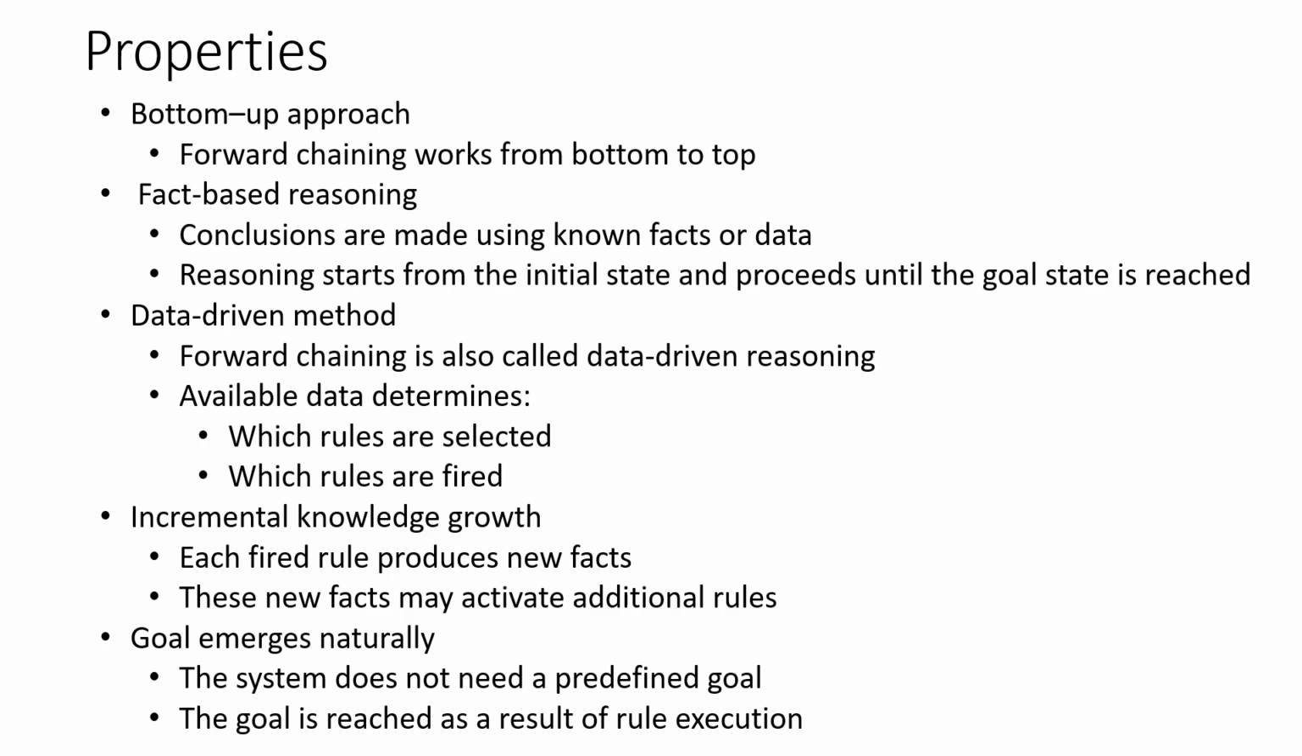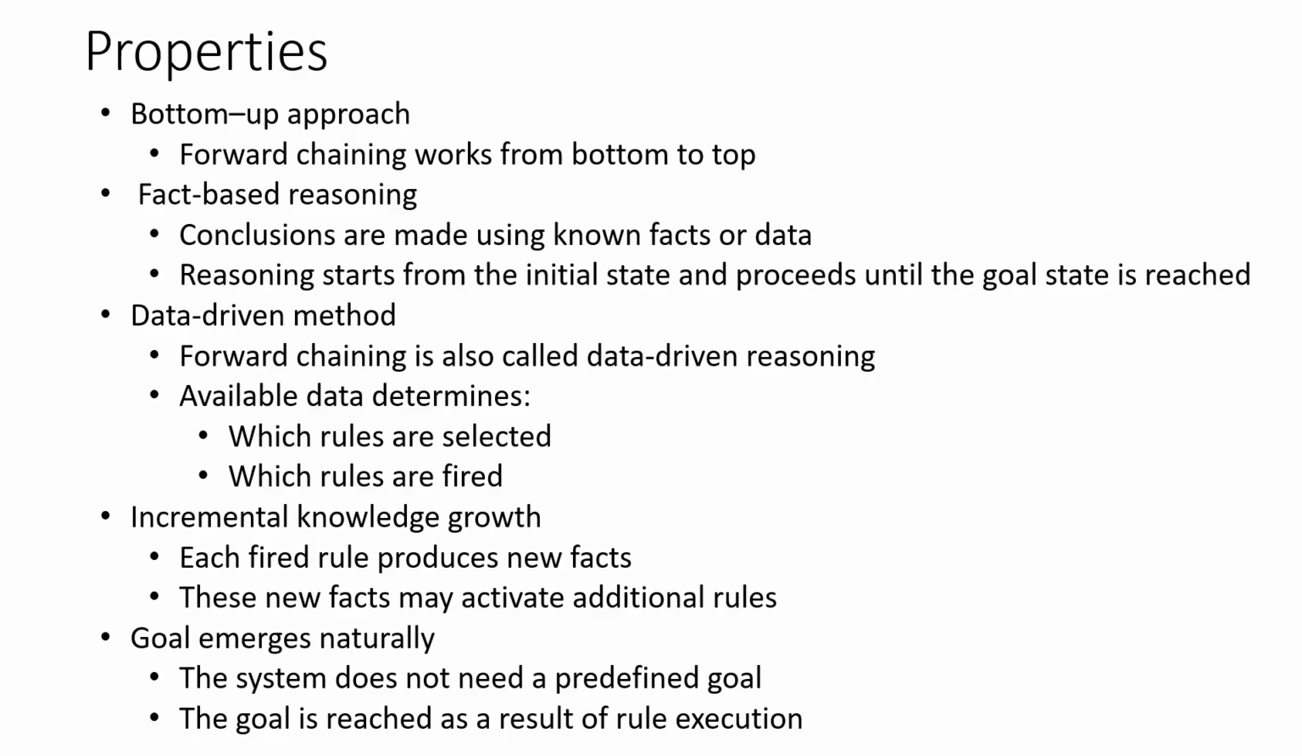Then the second property is fact-based reasoning. So forward chaining never actually guesses. It only reasons using the facts that are already known. So it uses known facts or data, and it starts from the initial state and moves towards the goal state. So if the fact is not available in the working memory, then the rule will not fire.